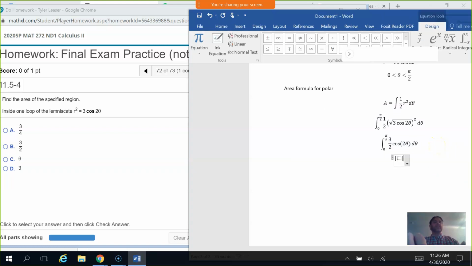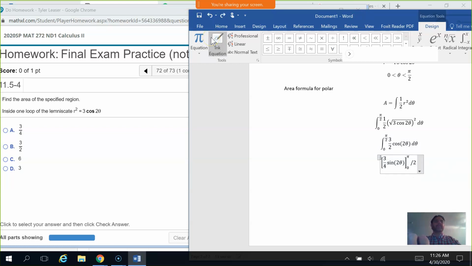So the antiderivative of this, we still have the 3/2 out in front, but then we're going to divide by another 2 to make it a 3/4. And then the antiderivative of cosine is positive sine. So we're going to have 3/4 sine of 2 theta. And then that antiderivative we're going to evaluate from 0 to pi over 2.